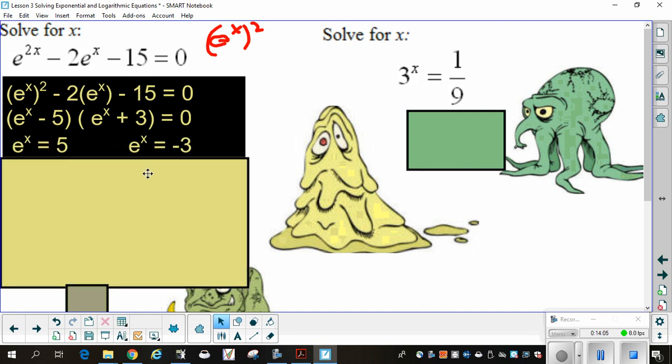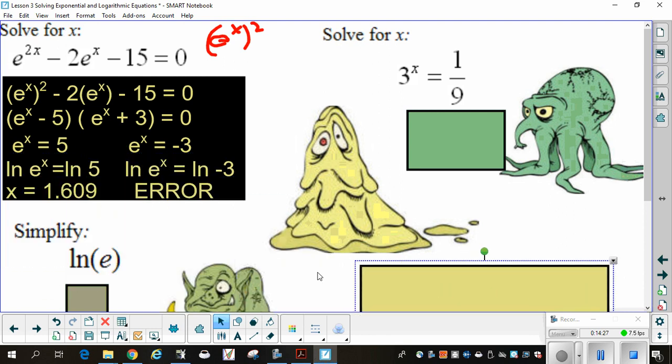E to the x is 5, e to the x equals negative 3. If I take the natural log of both sides, what will happen here? I'm going to get an error. Remember that e is a positive number. There's no exponent that I can raise e to and get a negative value. So this side won't work. Only this side will work. Notice natural log of 5 is 1.609. This is my answer. This is an error because there is no way to raise e to a power and get negative 3.